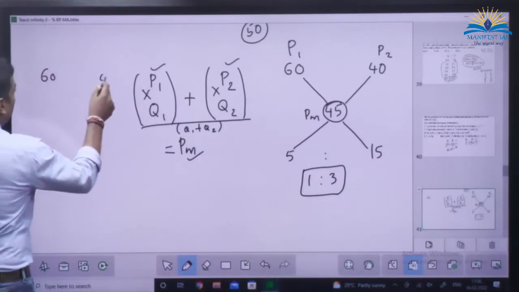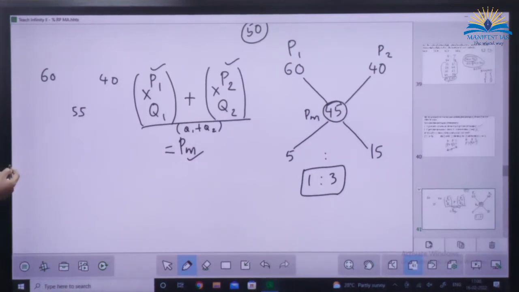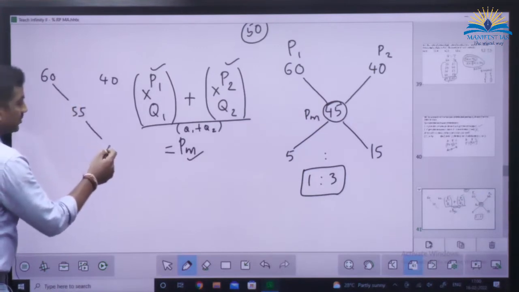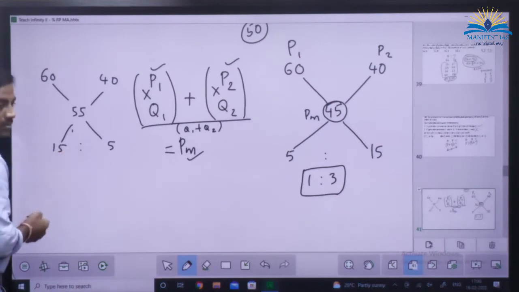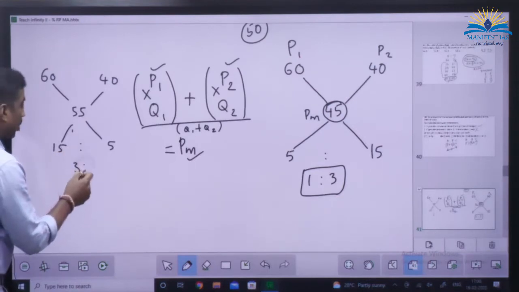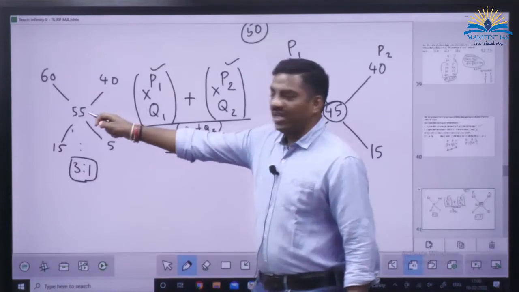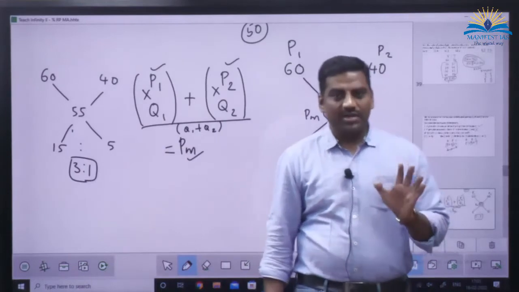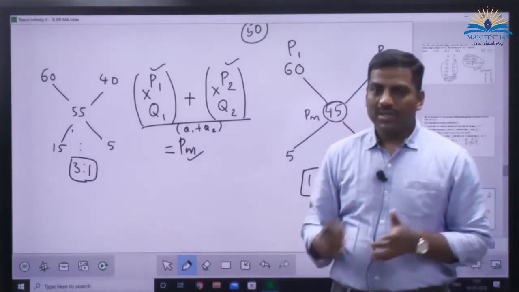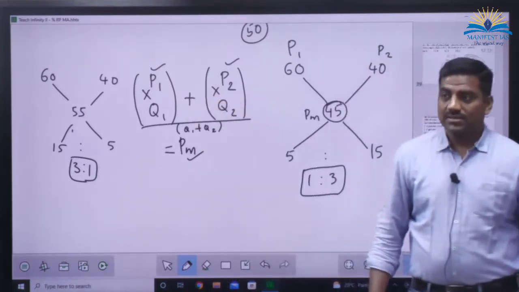One more case. 60 here, 40 here, and here 55. Now tell me, at the outset, which goods have to be more, costlier or cheaper? So, take the difference. 3:1. So costlier goods is more. Understood? What if I had put 50 here? 10 here, 10 here. 1:1. Understood the trick? Is it difficult? So we are going to use this trick in many cases.